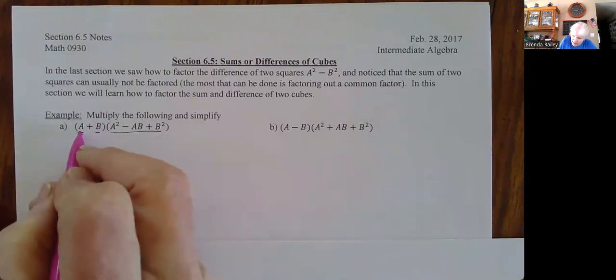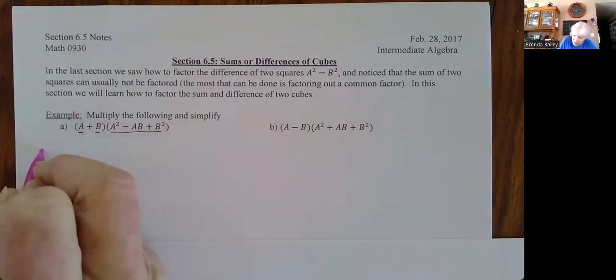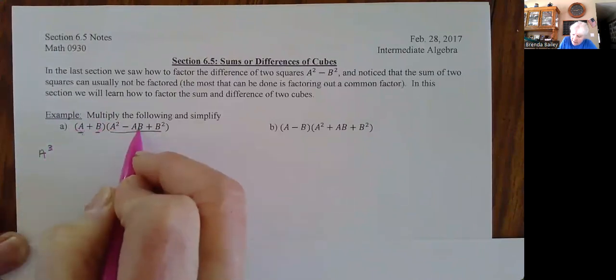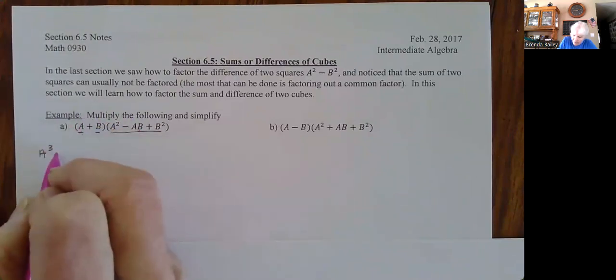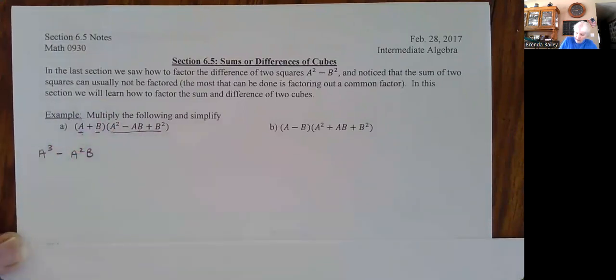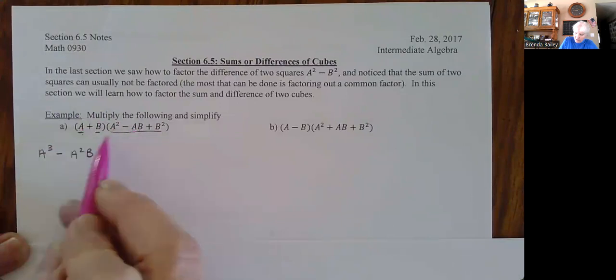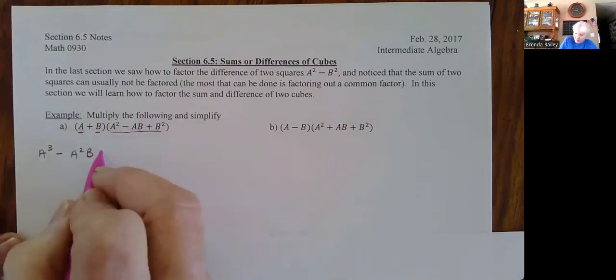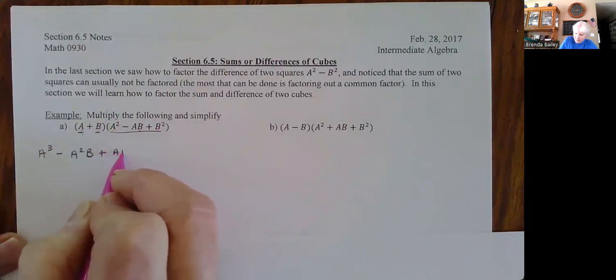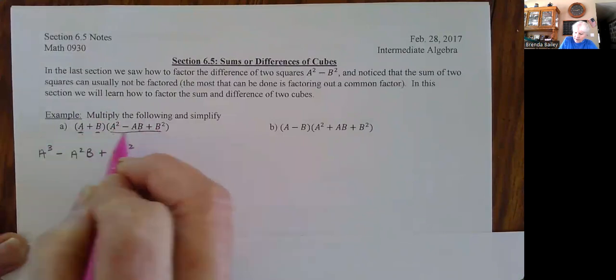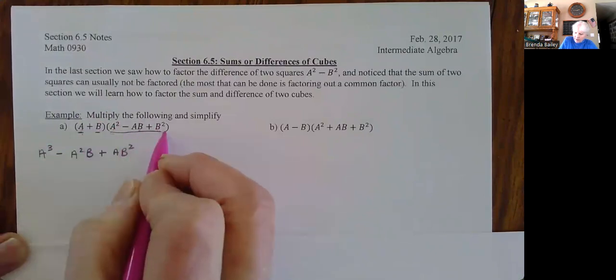So we'll take A times A squared is A cubed, adding exponents. A times a minus AB is a minus A squared B. Okay, adding the exponents, and you still have the B. A times B squared is just AB squared. So we took A times everything. Now we'll take B times everything.